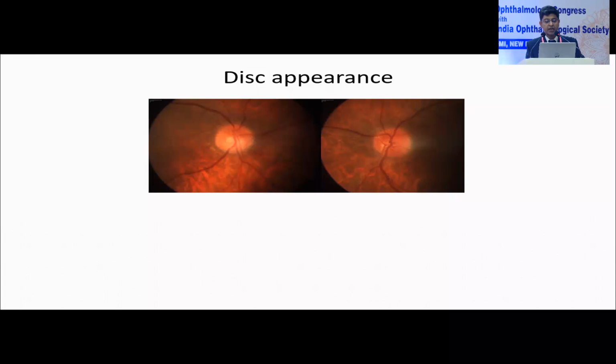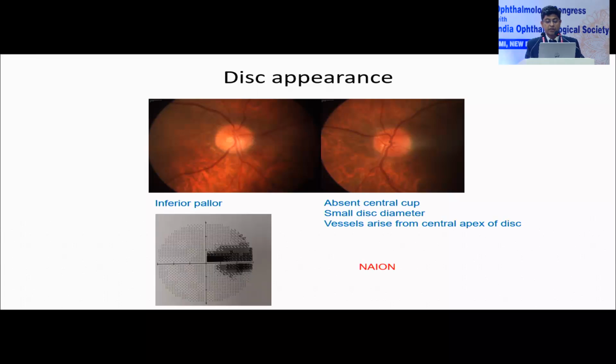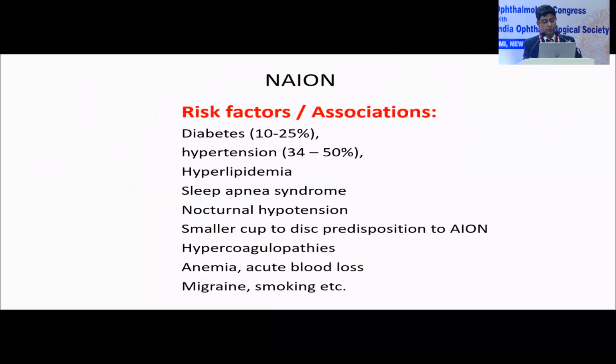Again, the effect and the involvement can be very subtle. You can see the patient had not exactly very significant vision loss, but just a mild pallor, and there was a central ischemic neuropathy that was there. So identify all sorts of risk factors. There are a lot of risk factors that need to be considered.